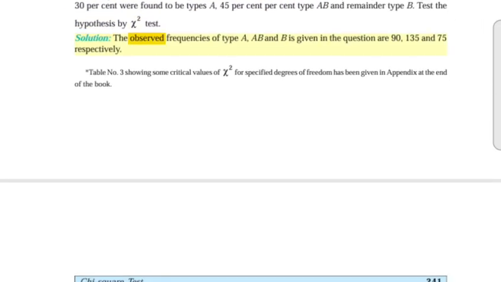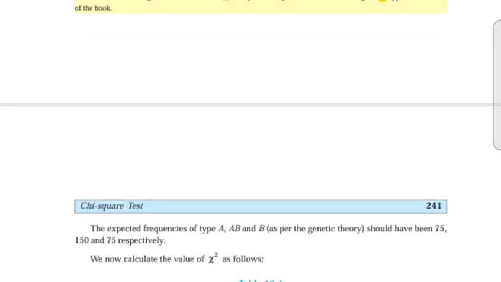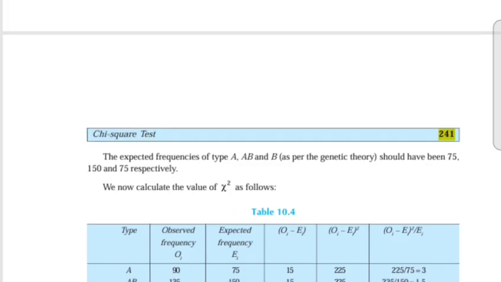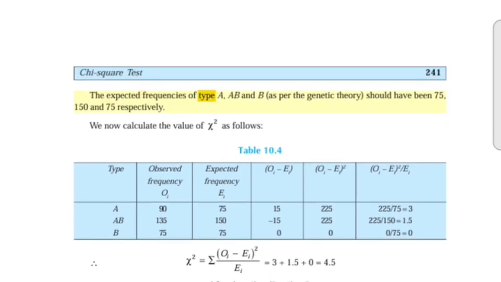Solution. The observed frequencies of type A, AB and B as given in the question are 90, 135 and 75 respectively. Table number 3 showing some critical values of chi2 for specified degrees of freedom has been given in the appendix at the end of the book. The expected frequencies of type A, AB and B, as per the genetic theory, should have been 75, 150 and 75 respectively.